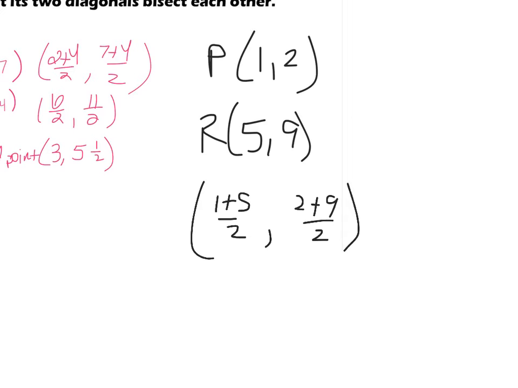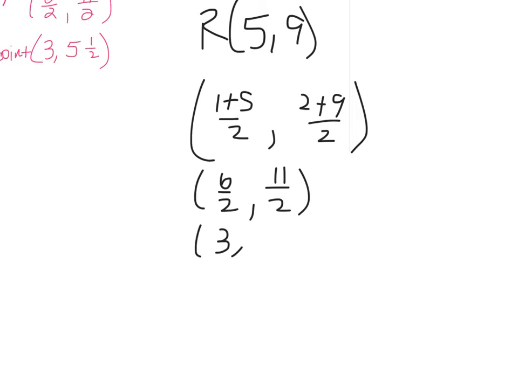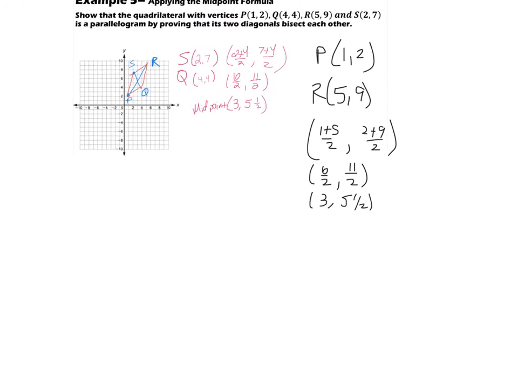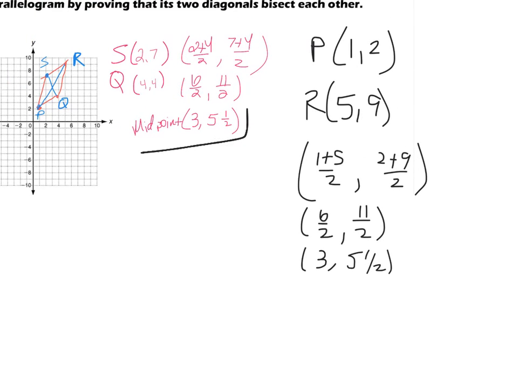What is 1 plus 5? And 6 divided by 2 is? Good. What is 9 plus 2? 11. What do we say 11 over 2 simplifies to? 5.5. Okay, so let's compare. What do you guys notice? The midpoints are the same. So you just proved to me that those two diagonals bisect each other.